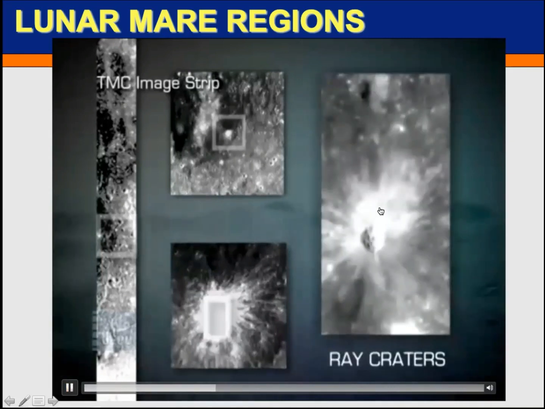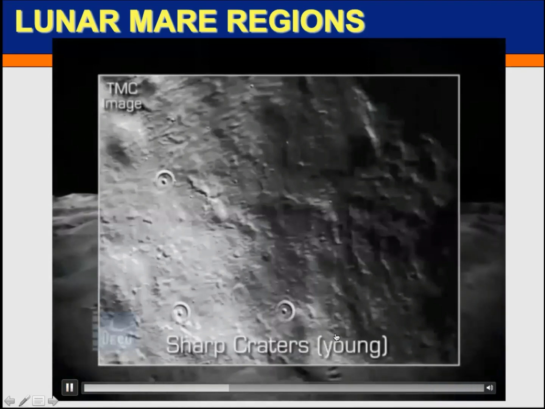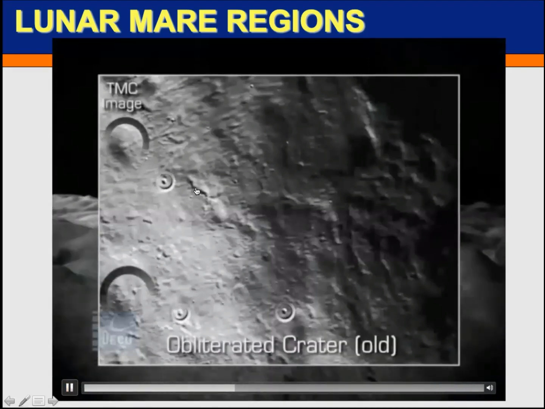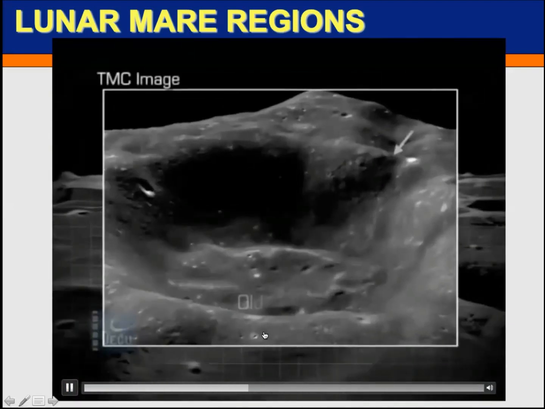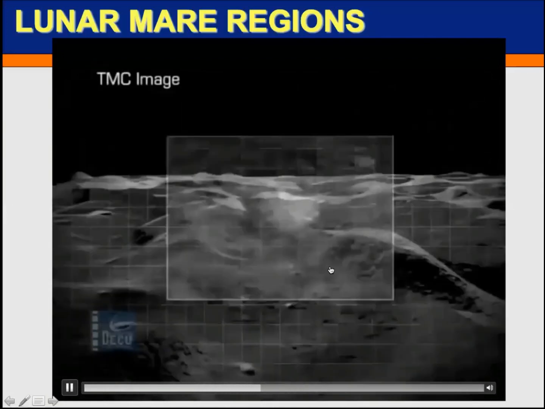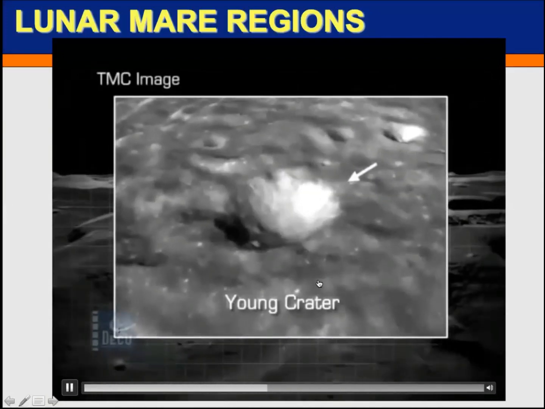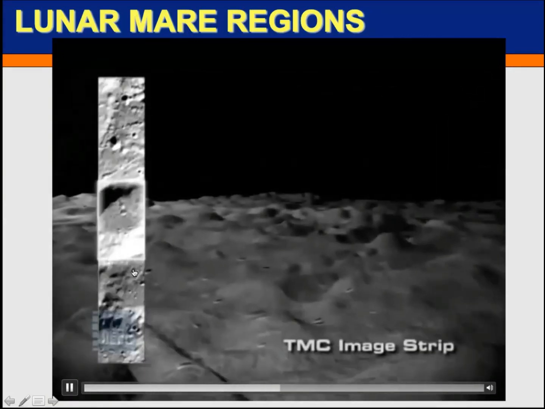So here you can notice that brighter features are there. Those are known as rayed craters. See, these are darker features. Those are obliterated or older craters. Here, no brighter features are there. Because of that, this particular region is known as older. Now, where brighter features are there, those are the young craters.